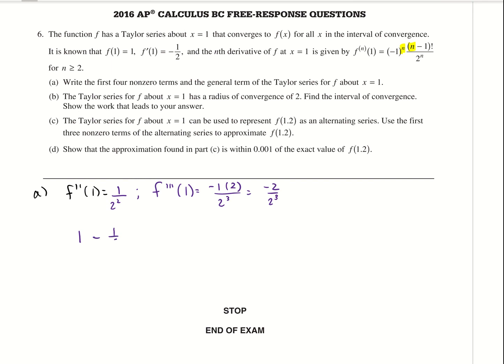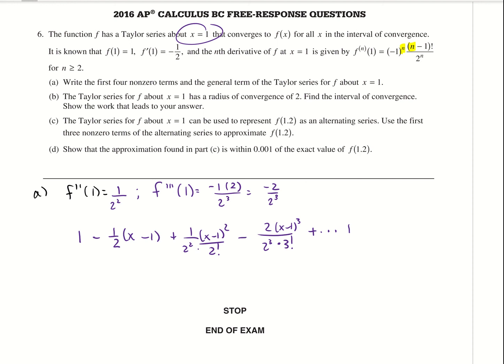Let's see, minus 1/2. This is centered at 1. So minus 1/2 times x minus 1. And then this would be, plus, I'm now on the second derivative, 1/4, or 1 over 2 squared if you prefer, times x minus 1 quantity squared over 2 factorial. That's going to get multiplied there on the denominator. And then minus 2 over 2 to the third times x minus 1 cubed. And then also on the denominator is a 3 factorial. So that's how I wrote it. I don't know if you like it that way or not.